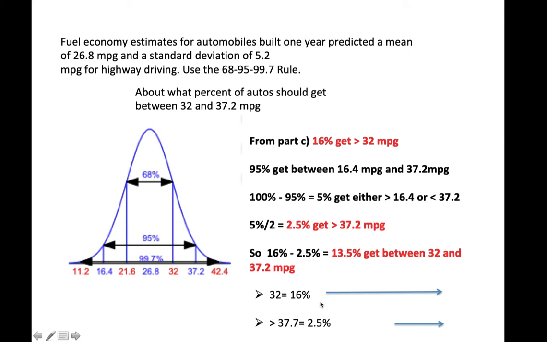So this is what I'm getting. Above 32 is 16%. Above 37.2 is 2.5%. So what's the overlap? The overlap is the answer to the question, 13.5%.